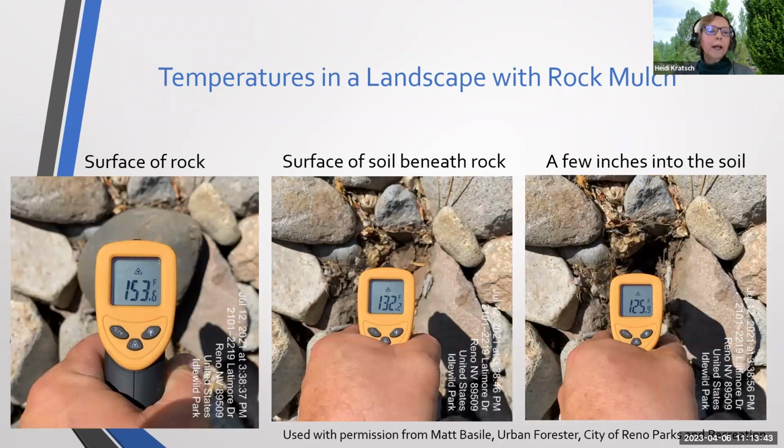And so then he decided to look at different mulches. So what he found, though, is that temperatures above a rock mulch are pretty similar to those above asphalt. Here you can see it's about 154 degrees Fahrenheit. And then he moved some of the rocks a little bit and took the temperature just beneath at the surface of the soil, and it really didn't get much cooler. It's still at 132 degrees Fahrenheit. And then he even dug into the soil a little bit to see what the temperatures were there, and it still wasn't much cooler at 125 degrees Fahrenheit. So rock mulch is really not a great mulch for trees.